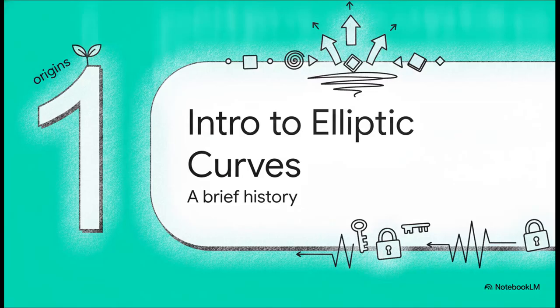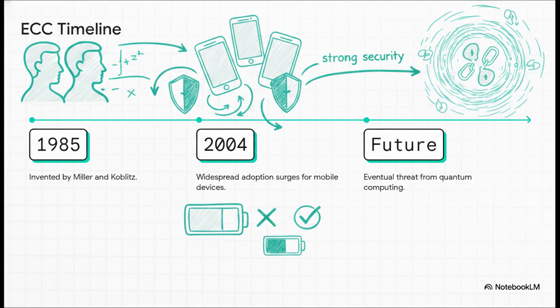Okay, Section 1. Introduction to elliptic curves. Let's look at exactly where this standard came from and how it evolved. So ECC is actually older than you might think. It was invented way back in 1985 by two mathematicians, Victor Miller and Neil Koblitz, and they actually came up with it completely independently of one another.